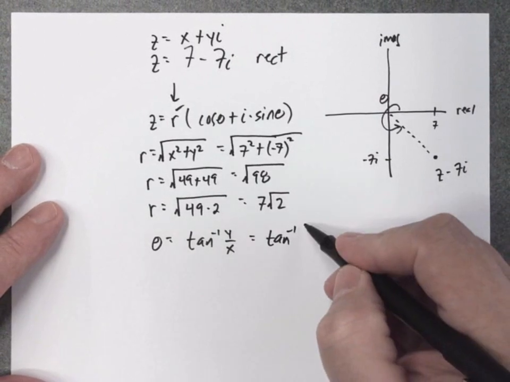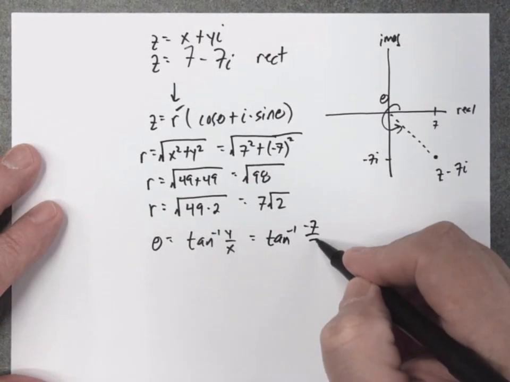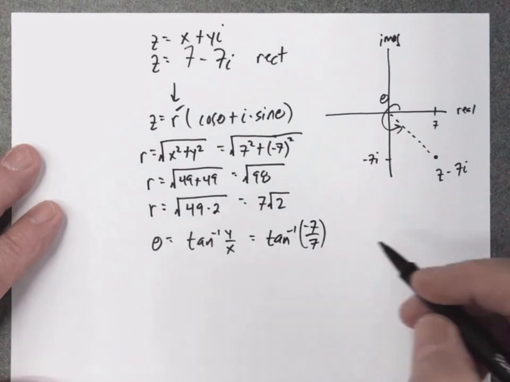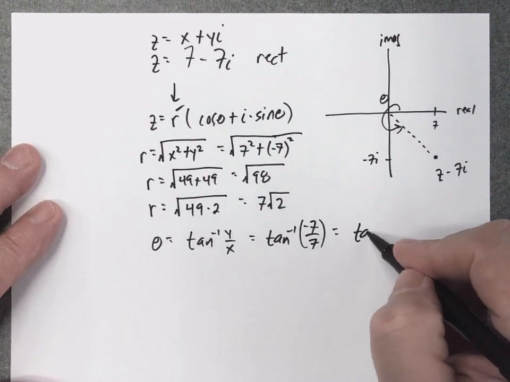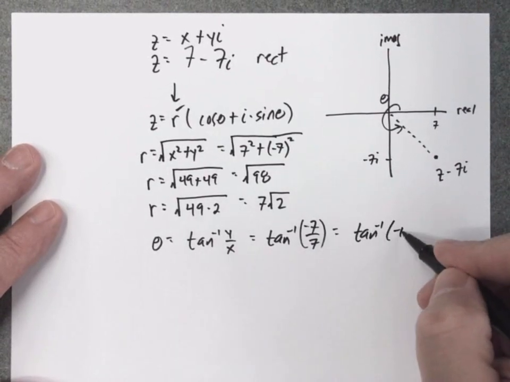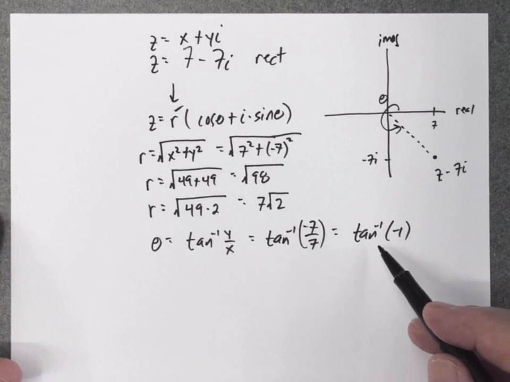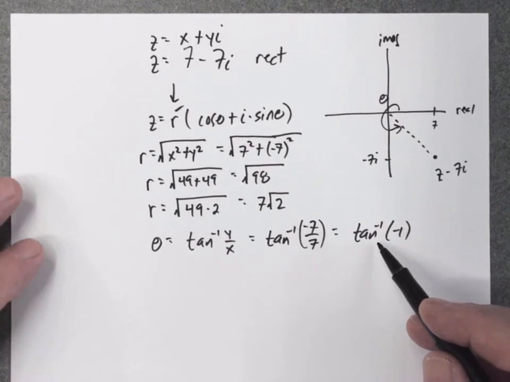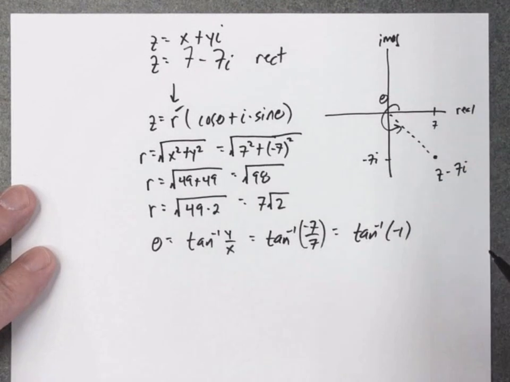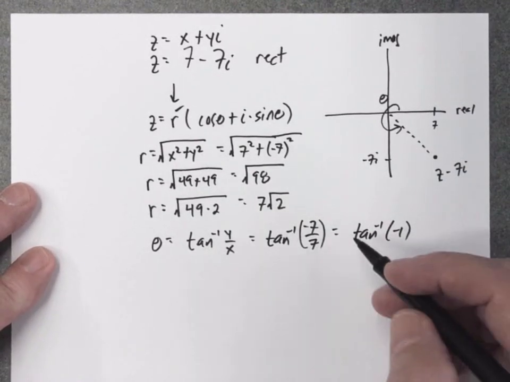So y is -7, x is 7. So really, I have the inverse tangent of -1. So for inverse tangent, we ask ourselves the question, what's the angle where the tangent is -1?